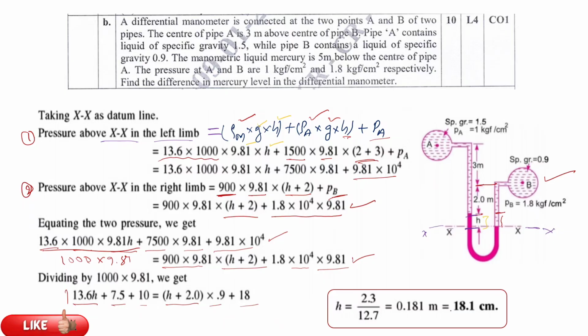Now the value of H is equal to 2.3 divided by 12.7, that is equal to 0.181 meter. In terms of centimeter, that will become 18.1 centimeter. This is the difference in a mercury level in the differential manometer.